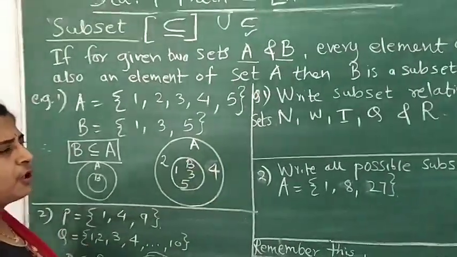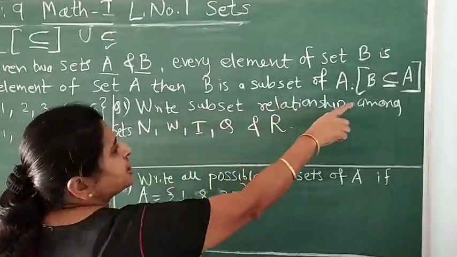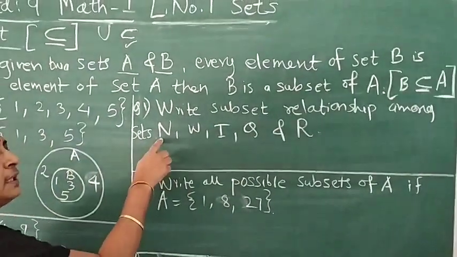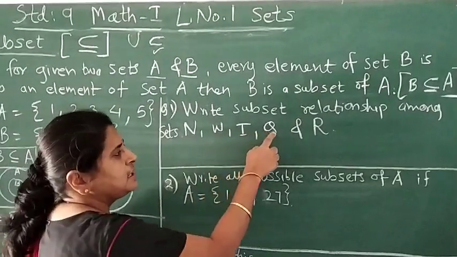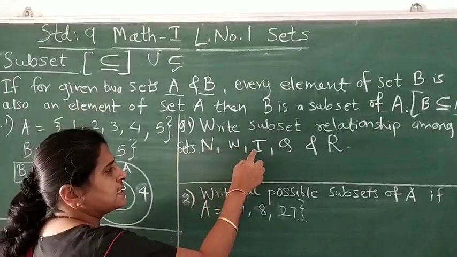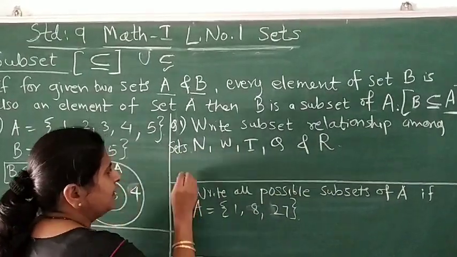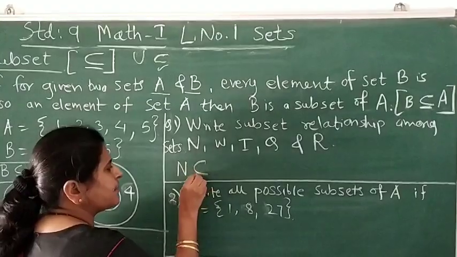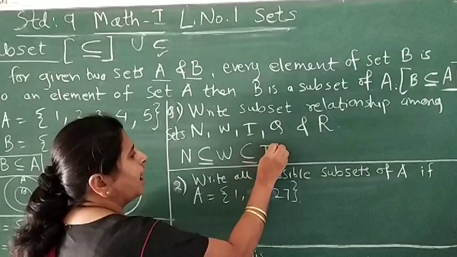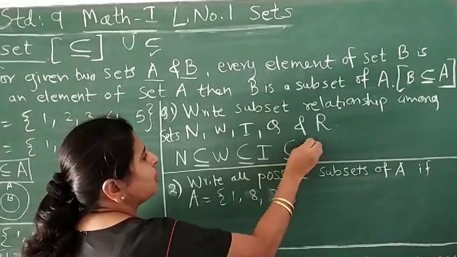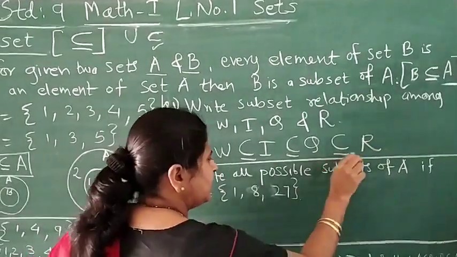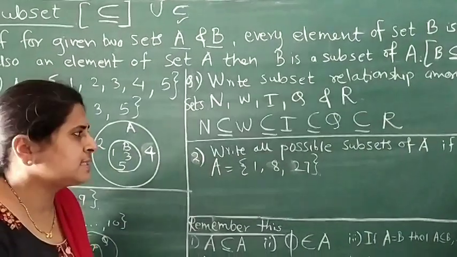Now let's see question number 1 on this concept. Write the subset relationship among sets N, W, I, Q and R. We know these are the natural number set, whole numbers, integers, rational and real numbers. N is the smallest set, and all the other sets include something extra. So we can start with N is a subset of W. Now W is a subset of I, I is a subset of rational Q, and Q is a subset of real R. So this is the relationship between all these 5 important sets.